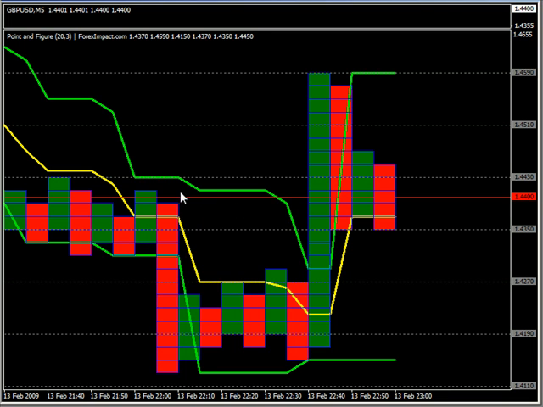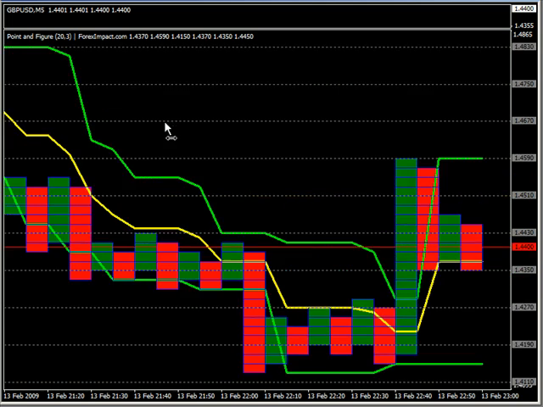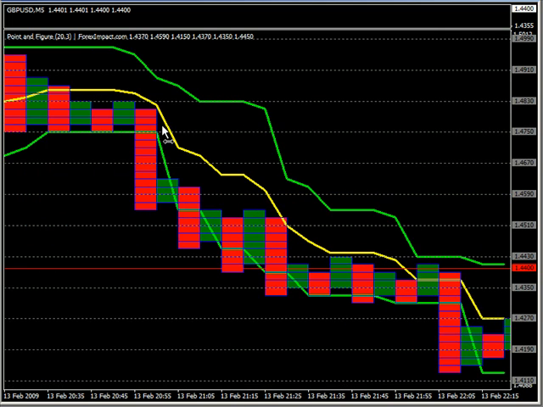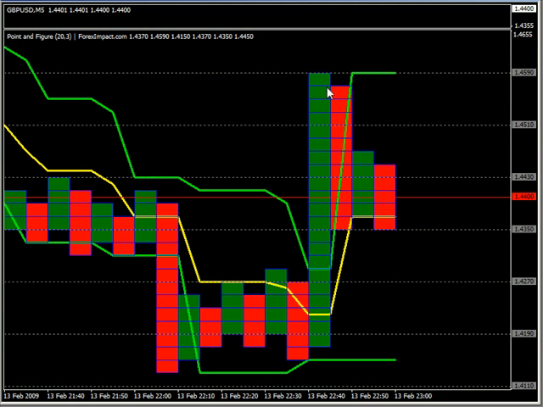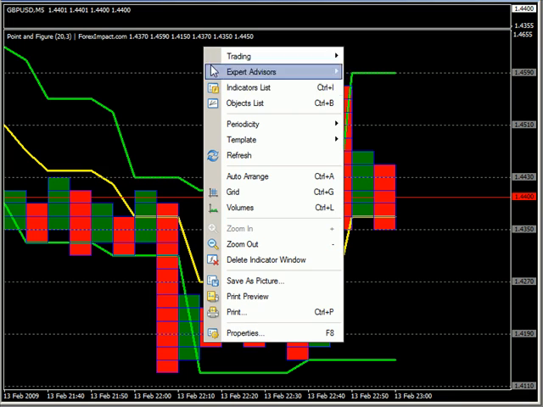This is the high of the X so many bars. This is the low, and this yellow line is the median line, which is a great place to put your stop loss as it trails down. As you can see, it's a great place to put a stop loss. So that's one way to trade this particular system.